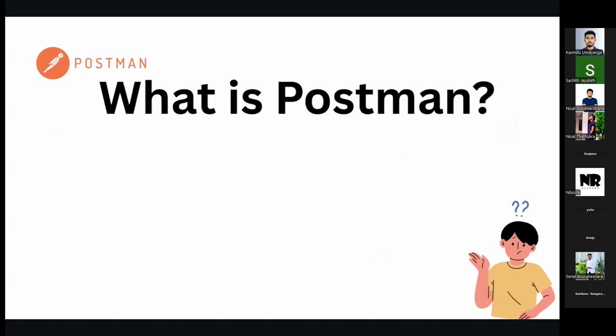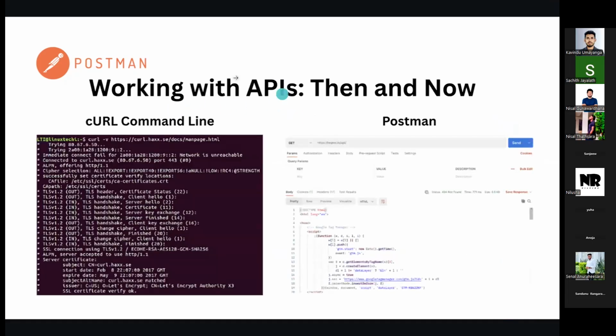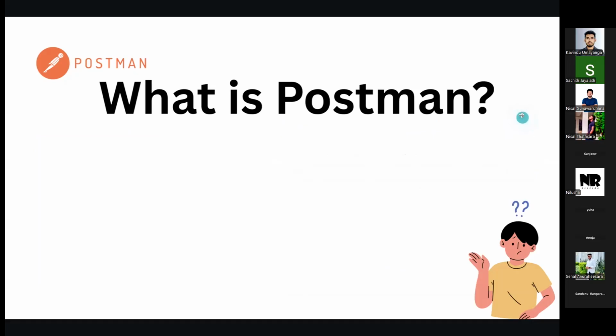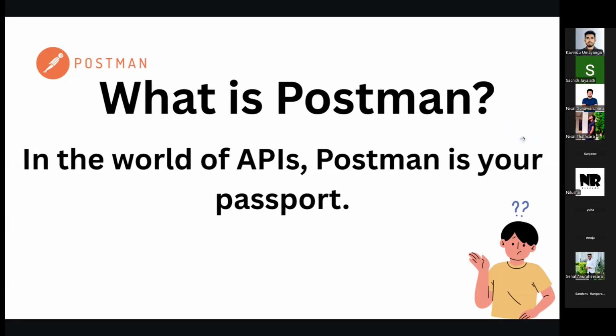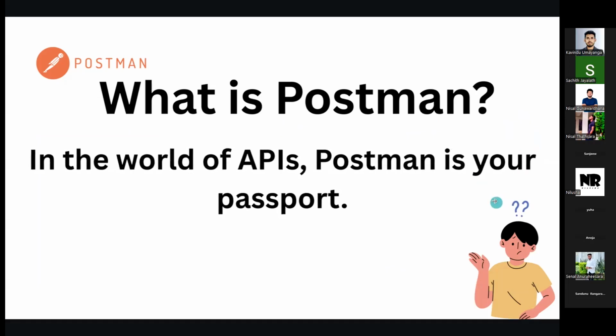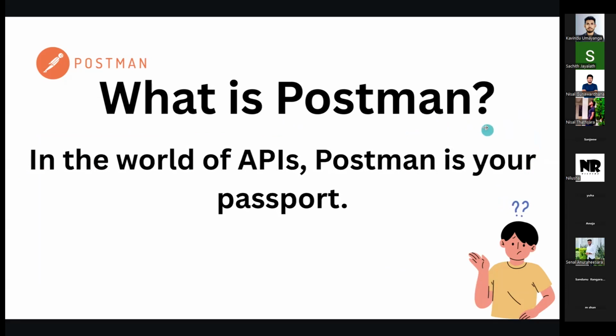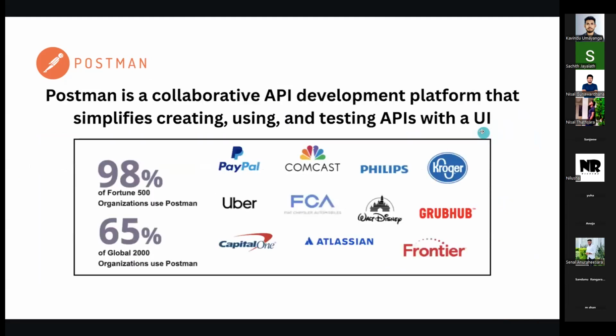So I have another question. I already told that when we work with APIs, in the past we used the curl command line, and now we are using Postman. So let's see what Postman is. In the world of APIs, Postman is your passport, right? That's a very important tool to work with APIs.